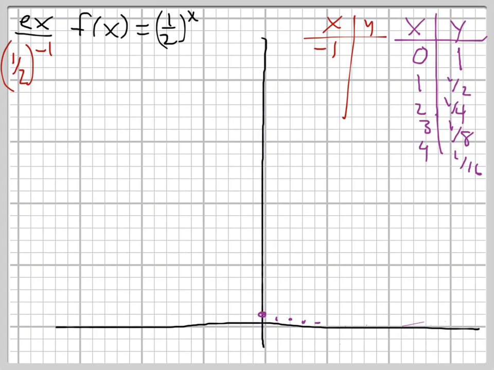To the negative 1 power? Well, that's 1 over 1/2. Oh man, how are we going to get rid of that? Clear the complex fractions: multiply top and bottom by the denominator. And that's going to be 2/1. Well, that's 2. 1/2 to the negative 1 power is 2.